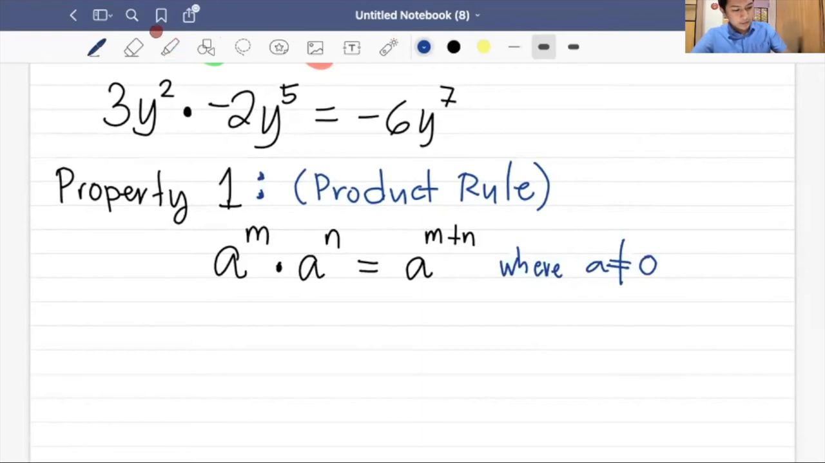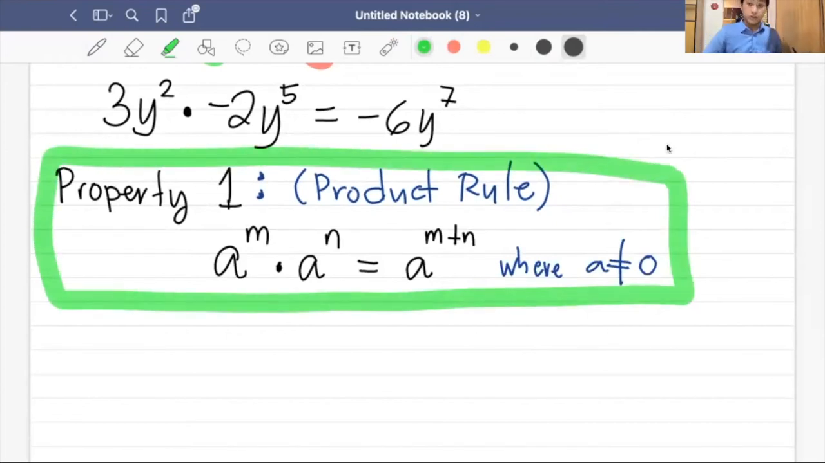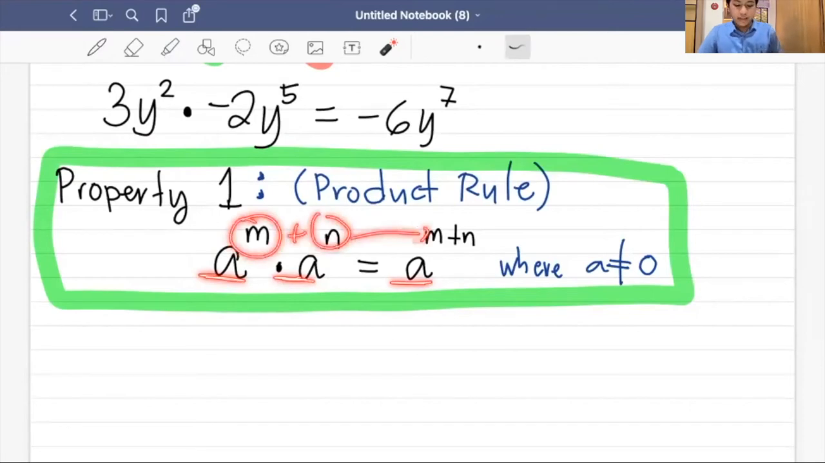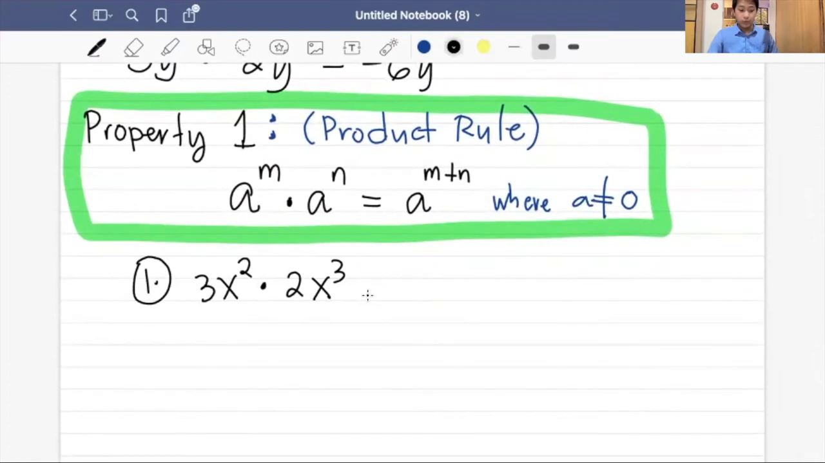Okay, so let's put a box there because this is one of the most important properties of the laws of exponents. The product rule. Again, when we are multiplying two expressions with the same base, we just copy the base and add the exponents. Let's have another example applying the product rule. We have number one again, 3x squared times 2x cubed, that is equal to, okay.